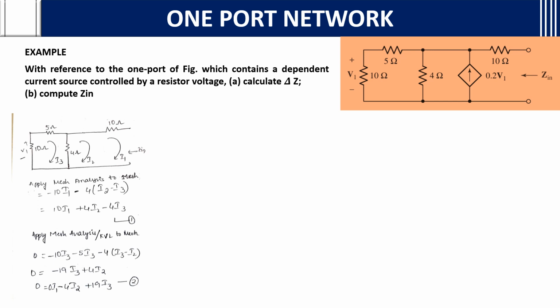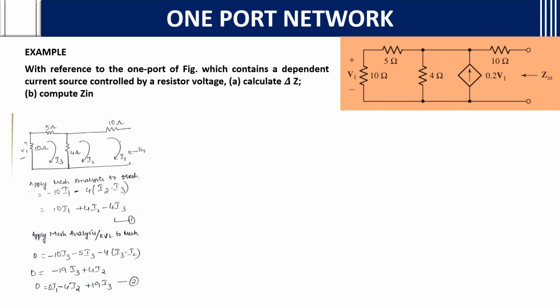Here I have removed this C. Why? Because it becomes a super mesh. Okay. So if you remove that, I1, I2 will not be removed. Why? Because those currents should not be disturbed. We are just removing it to make it easy. Apply mesh analysis to the meshes.